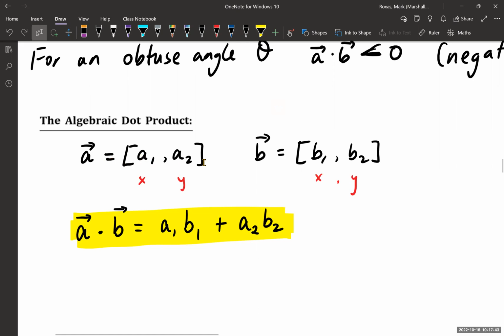Okay, so we can get the dot product straight away. Because when you're given these vectors, you're not given the magnitude straight away. You could find the magnitude, or you're not given the angle between the two vectors. So we need a different formula to calculate the dot product. And this is it. This is the algebraic dot product.